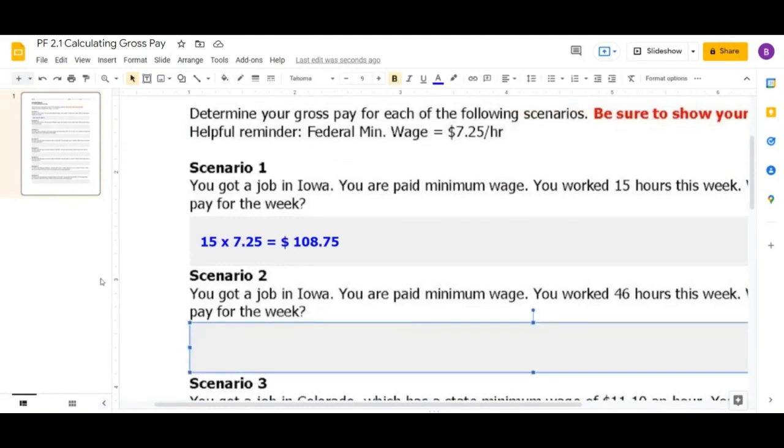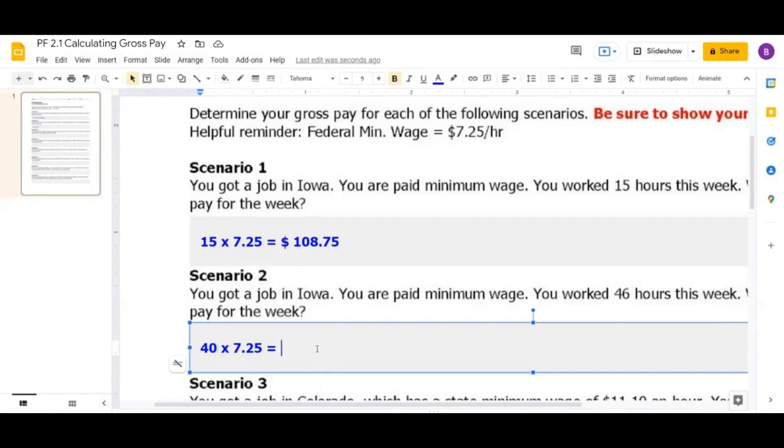Number 2, you work in Iowa, you get paid minimum wage, you work 46 hours a week, what's your gross pay for the pay period? Okay, this one is a little bit different. If we followed the same format, we'd say 46 times 7.25, but we can't do that, right? Remember that when we work more than 40 hours a week and we're getting paid by the hour, any hour over 40 is paid overtime. So instead, we have to make that 40 hours, right?